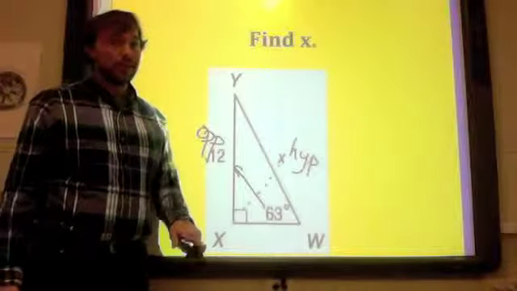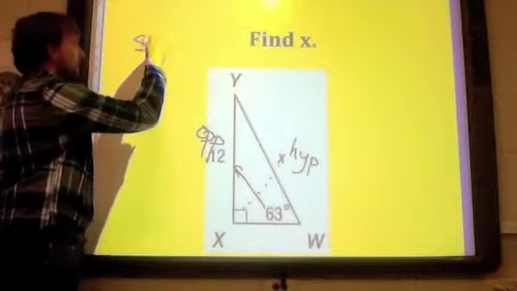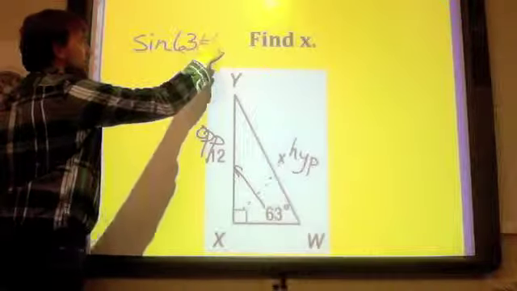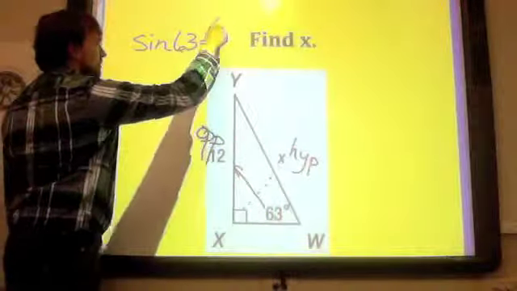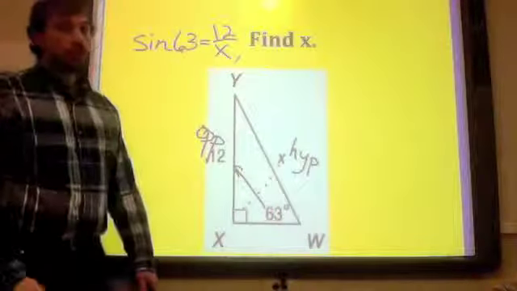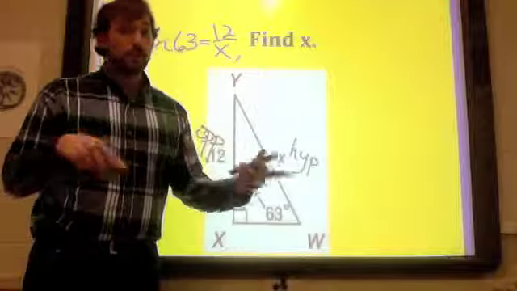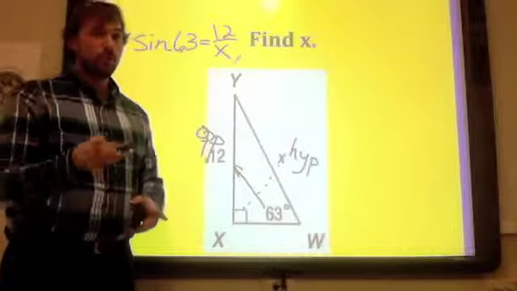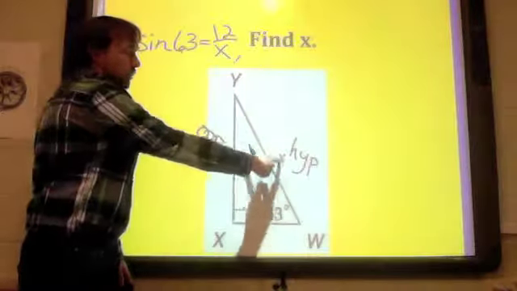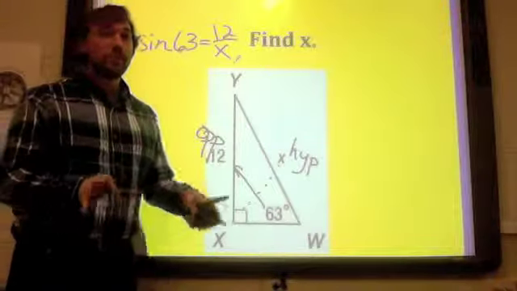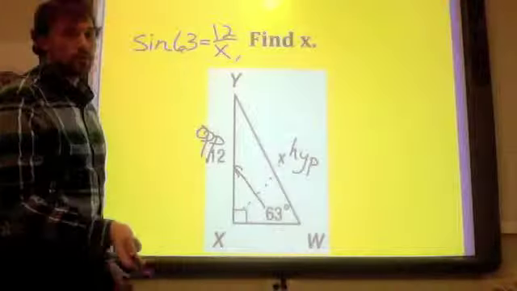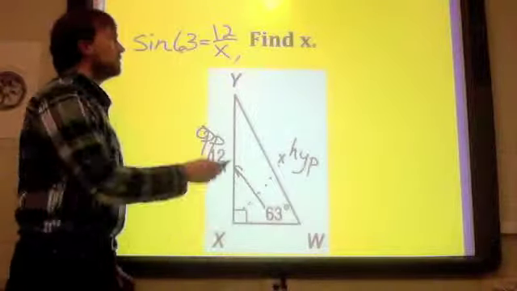Which one uses opposite and hypotenuse? That's right, sine. So sine of 63 equals opposite over hypotenuse. You want to put your x on top, but the order that you label them matters. Opposite is on top, hypotenuse is on the bottom. Hypotenuse is always on the bottom. Always.